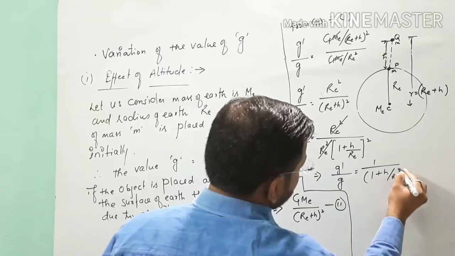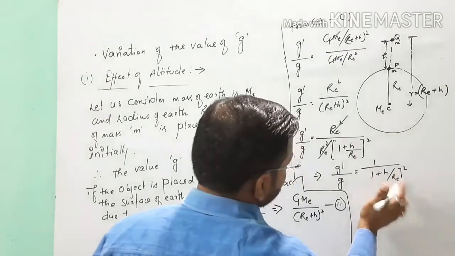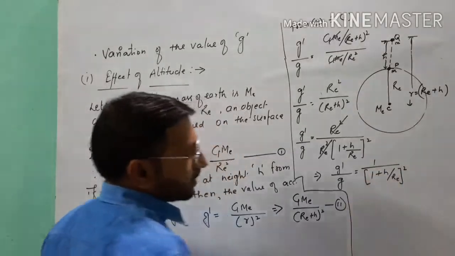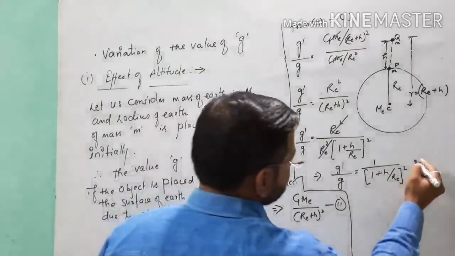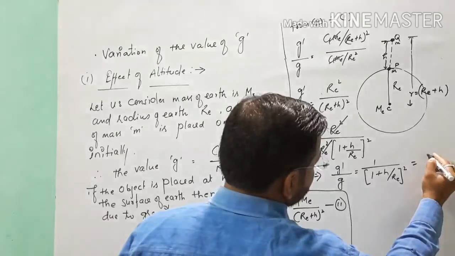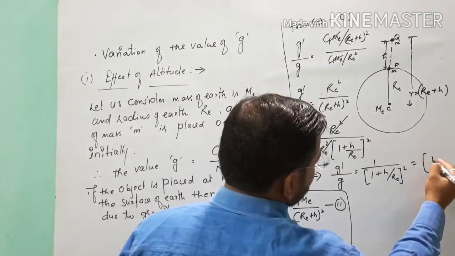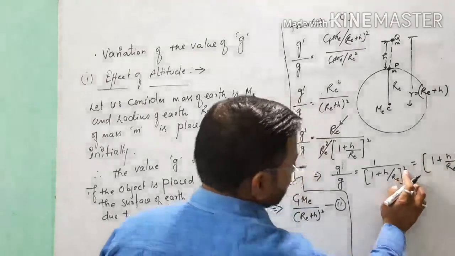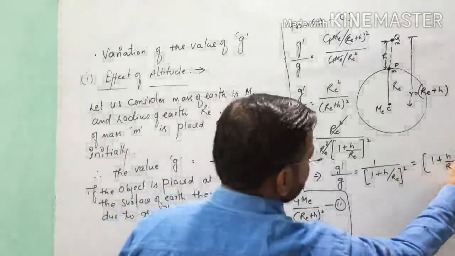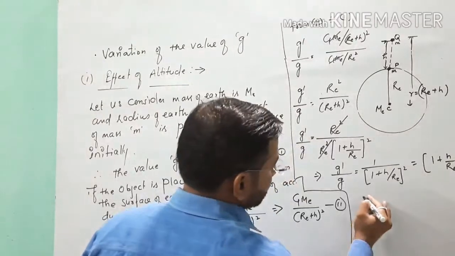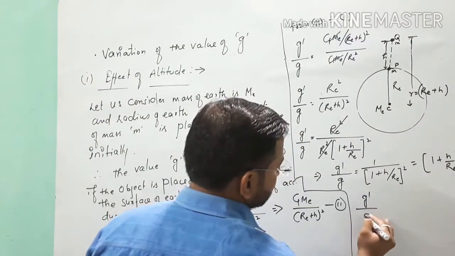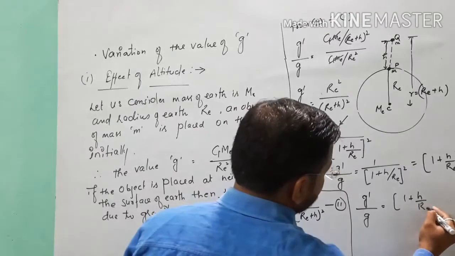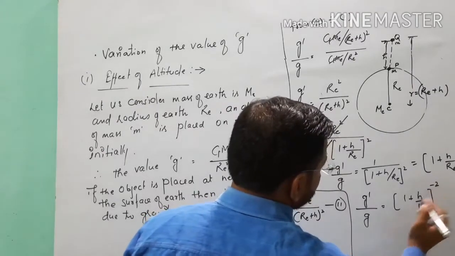Now in the next step, this denominator will go in the numerator, meaning the inverse of this, which is equal to 1 plus h upon Re raised to the power 2 in the denominator. When it goes in the numerator, it will be negative 2. Point clear? So the ratio g dash by g is equal to 1 plus h upon Re with negative sign.